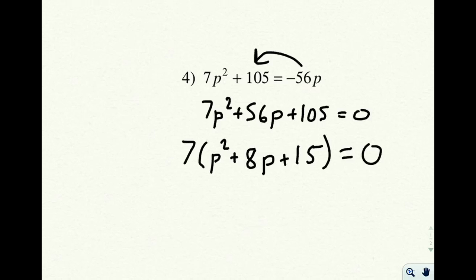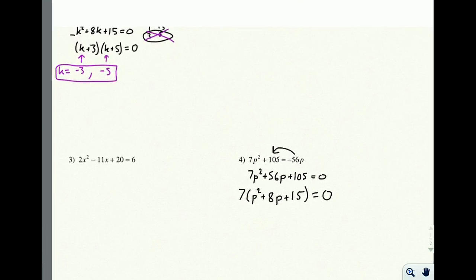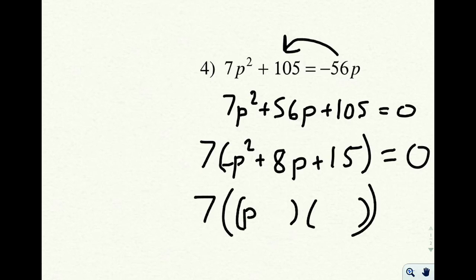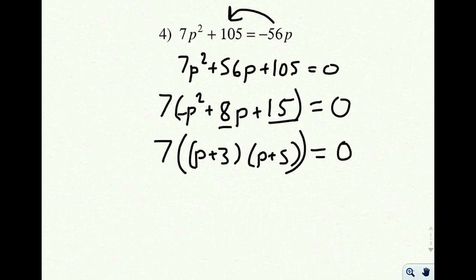Now, if you remember the problem we just did, that looks very familiar. 8k plus 15, 8p plus 15, we have a 1 out front here. So it's again a one-step factoring on the inside. Bring your 7 along for the ride as you do this, and then let's factor our inside here. We have a p with a positive 3 and a p with a positive 5. Adds to 8, multiplies to 15, we're good to go. Still all equal to 0. Now when finding our solutions, we look at what makes either factor go to 0. And again, it's going to be negative 3 and negative 5. So p is equal to negative 3 or negative 5.